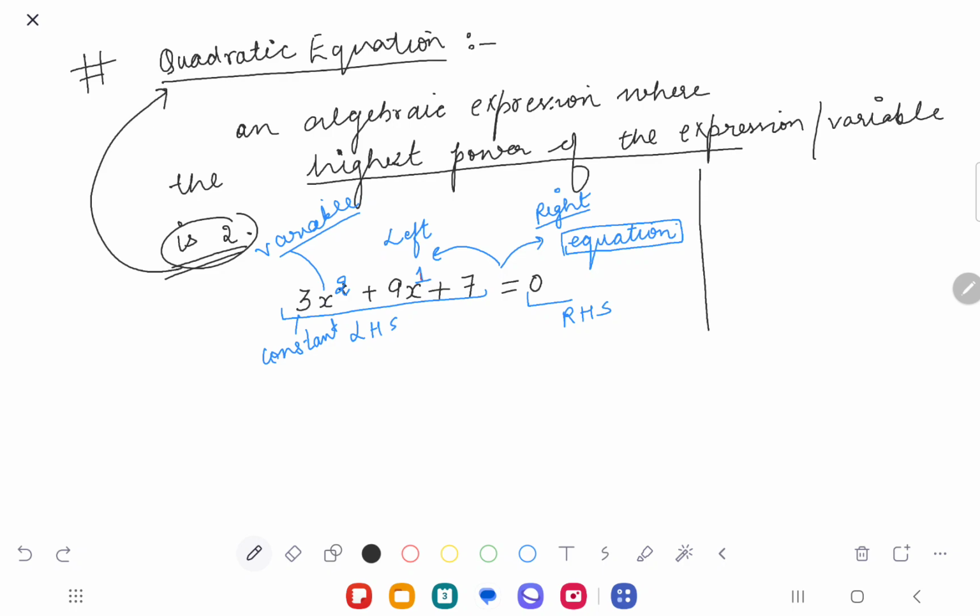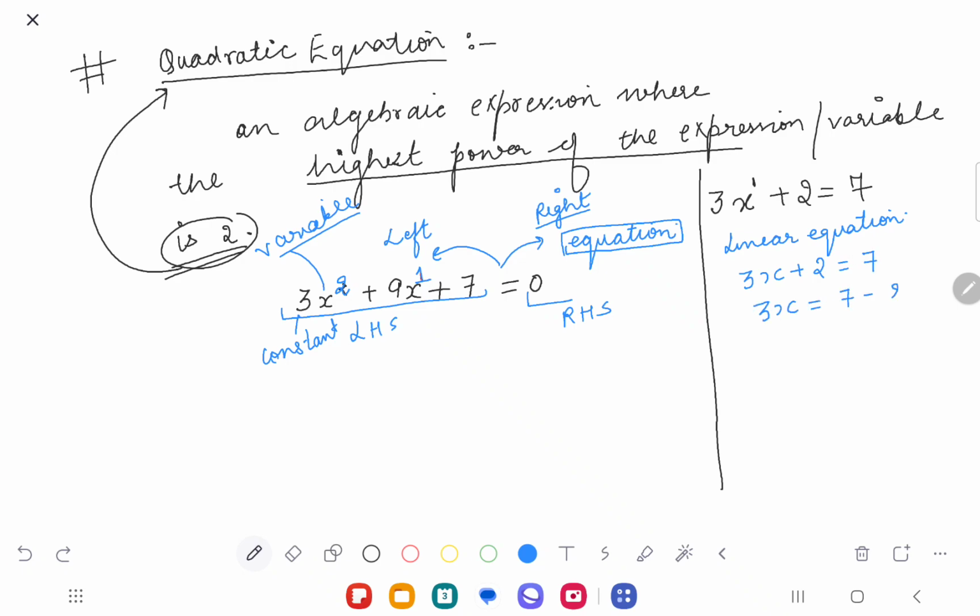Till now, you have learned how to solve equations like this: 3x plus 2 equals 7, where the highest power of x is 1. You call them linear equations. So 3x plus 2 is 7, 3x is 7 minus 2, so 3x is 5, and x is 5 over 3, isn't it?